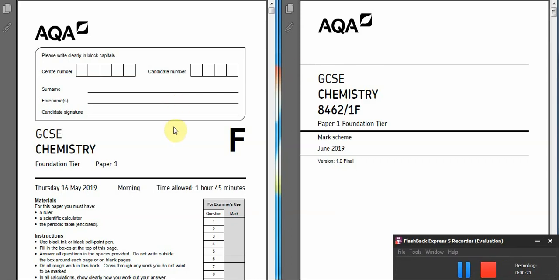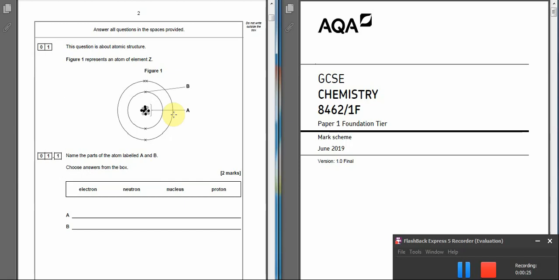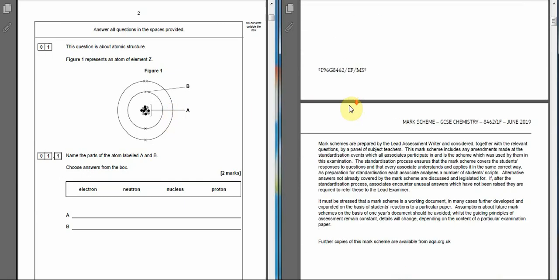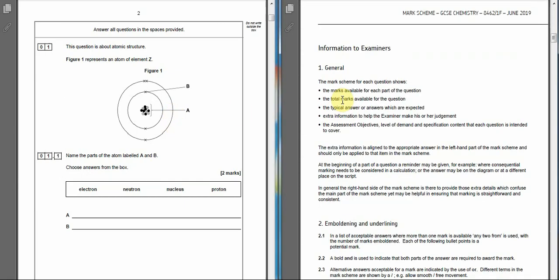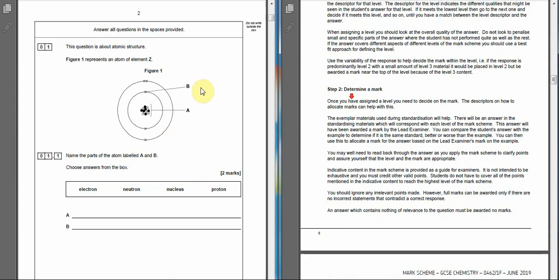Right, let's get started. So, chemistry paper, foundation. First bit nice and straightforward, labelling parts of an atom. So part A is a nucleus in the middle, part B is an electron going around the outside. Most people are getting that right, don't worry about that.